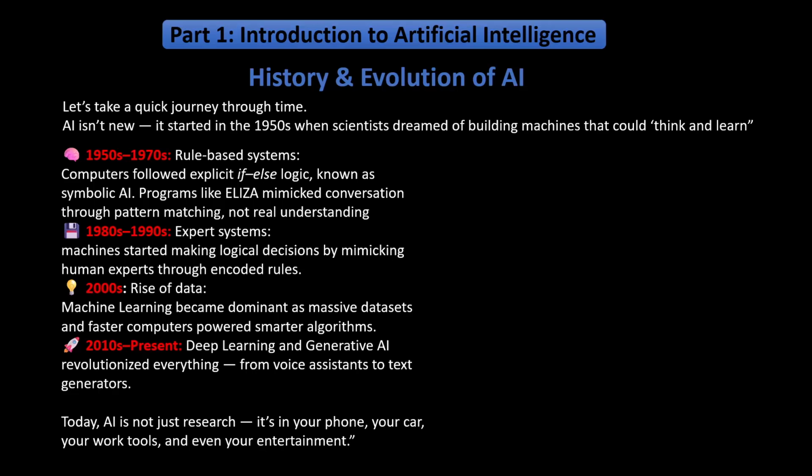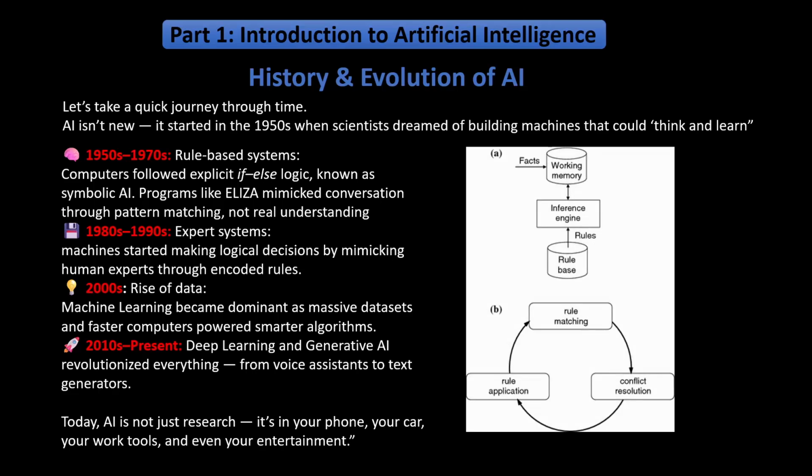From the 1950s to the 1970s, researchers introduced rule-based systems. That system is also known as symbolic AI. So a rule-based system is basically normal programming that works on explicit if-else logic. Programs like ELIZA mimicked conversation through pattern matching, but it was not real understanding. So rule-based systems were introduced and used between the 1950s and the 1970s, and they are also known as symbolic AI that works on if-else logic.